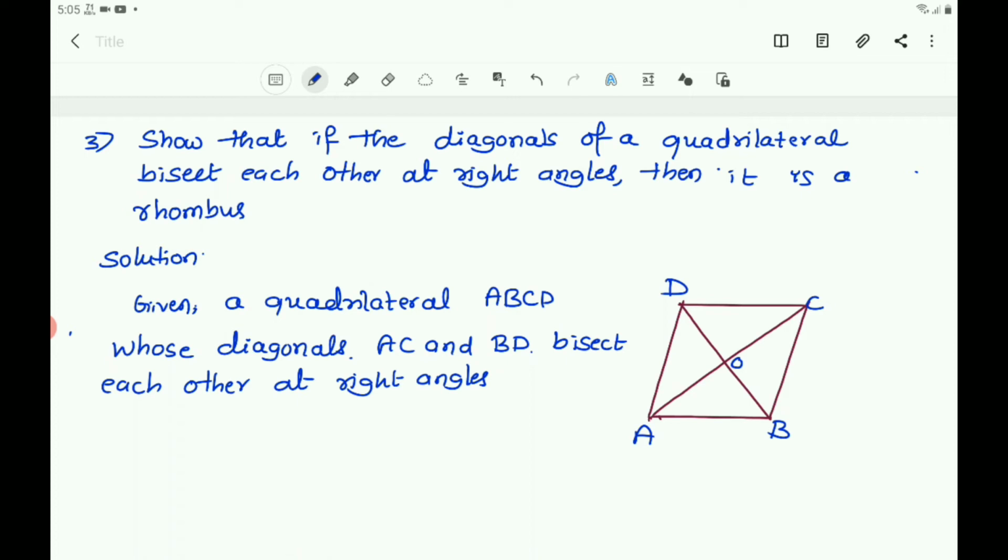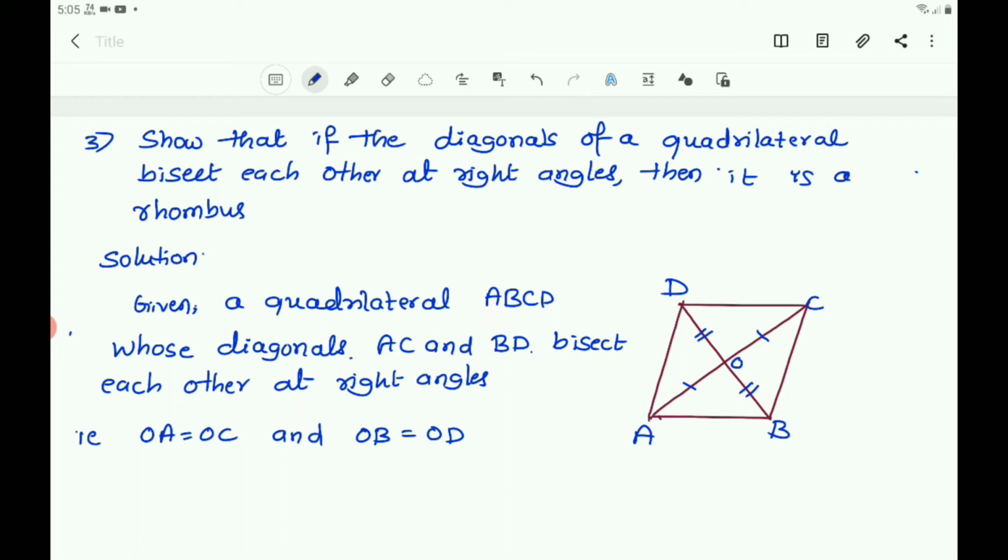AC and BD bisect each other at right angles means you can write that AO must be equal to OC and DO must be equal to BO. So you write OA is equal to OC and OB is equal to OD. Now what do you have to prove?